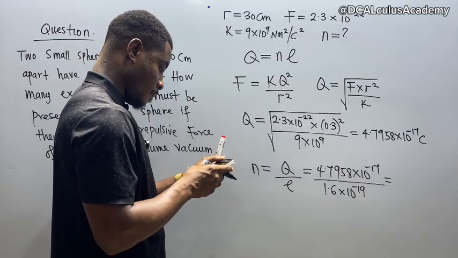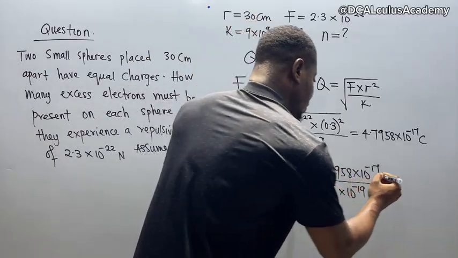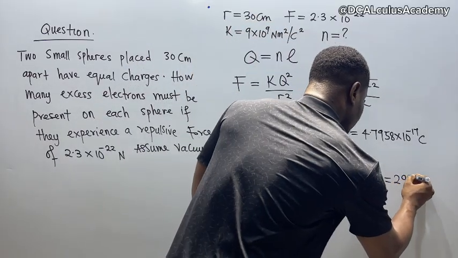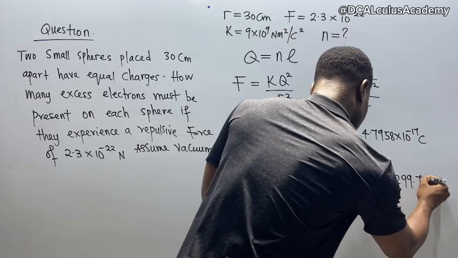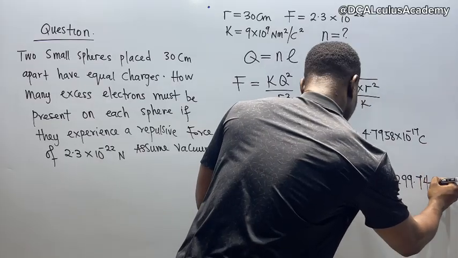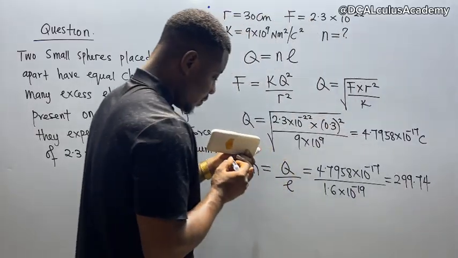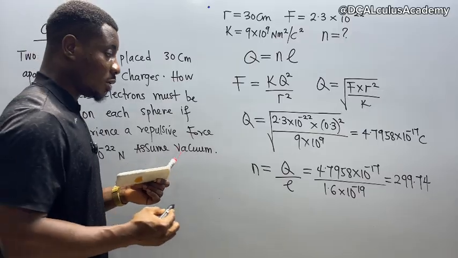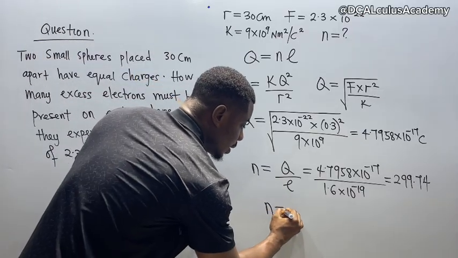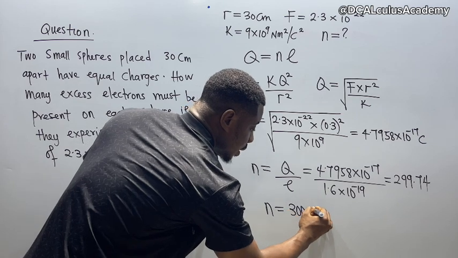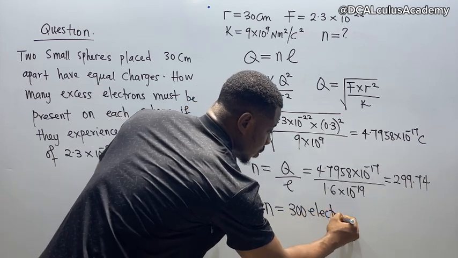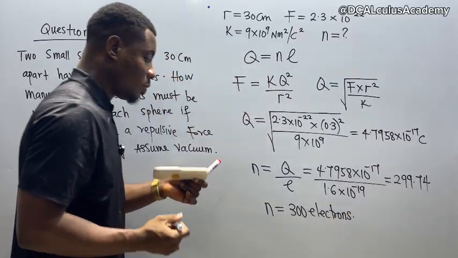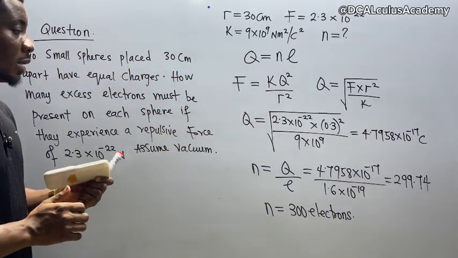So if we do this now, we're going to be having this answer. If you use a calculator, you're going to be having 299.74. Now we can approximate to 300. So approximately n is equal to 300 electrons.